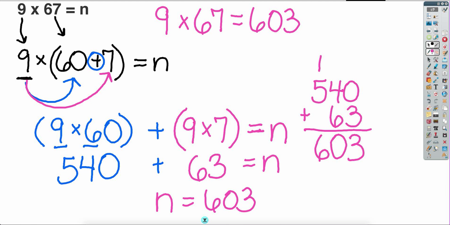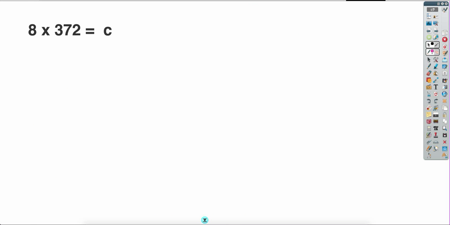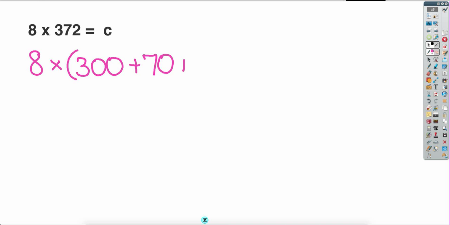Now let's apply the same thing, but this time I'm going to do a 1 digit by a 3 digit number. Step 1, place numbers in expanded form. Well, 372 in expanded form is 300 plus 70 plus 2. Second step, distribute the 8 to each value inside my parentheses.